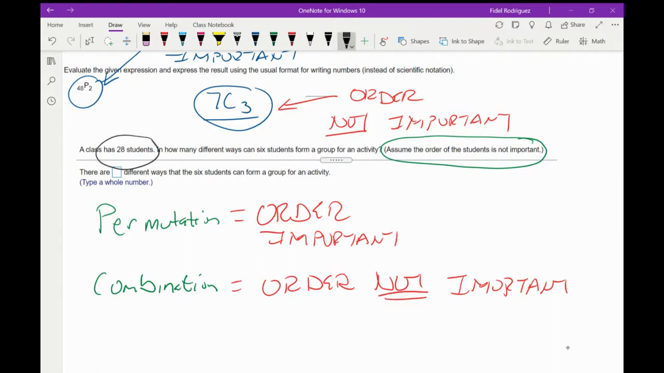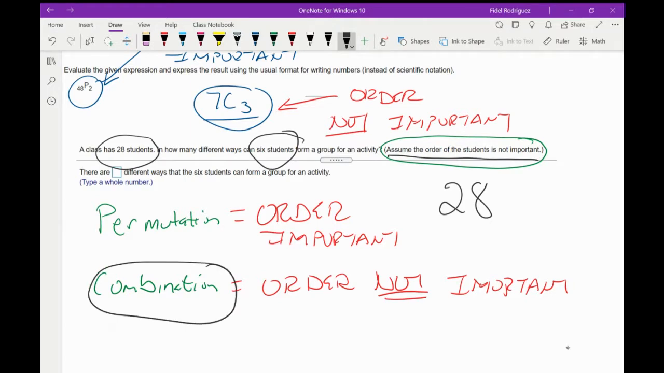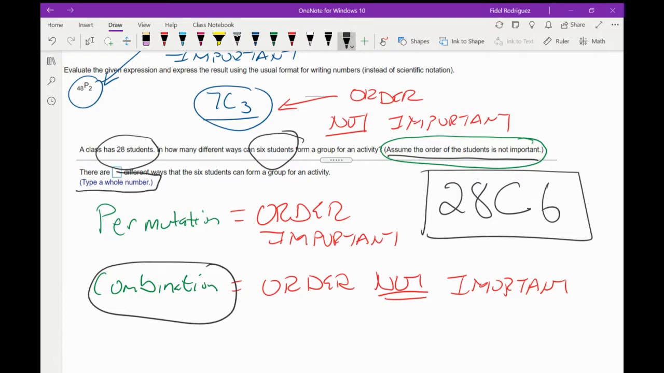We have a total of 28. That's going to be my first number, and we're going to select 6 people. Since they're telling me that the order is not important, we're going to use the combination. So out of the 28, we're going to select 6 of them. And it's not asking me for a probability. I want you to notice what it's saying. It's just asking me how many different ways. And look what they tell me. It says type a whole number.